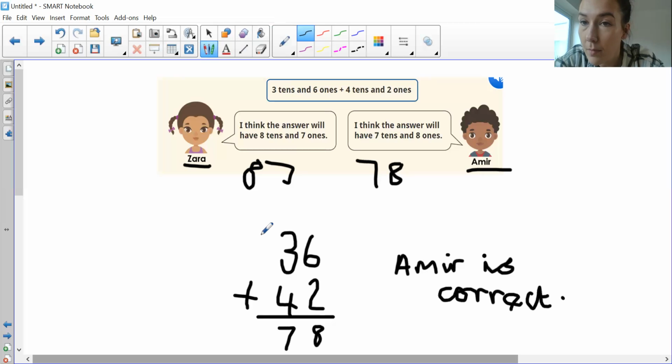Okay, so key things to remember. Column method, always adding your ones first. We're not crossing any tens boundaries today, but we are going to have numbers where it's got both a tens and a ones. Okie doke.